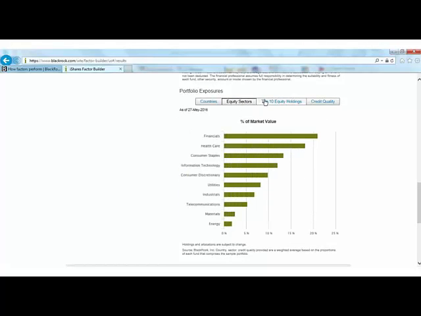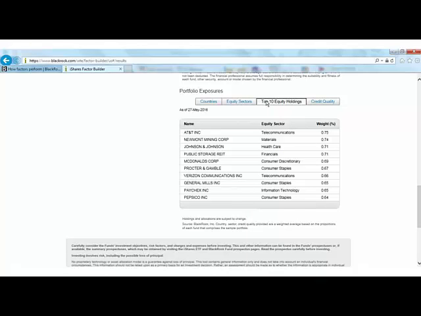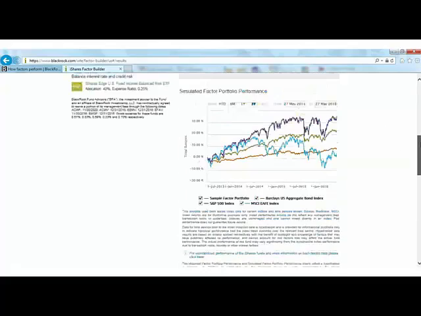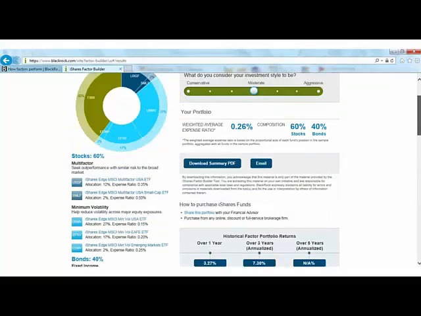So again, the idea here is to show you how smart beta funds can be combined together in a portfolio to achieve varying returns and varying levels of risk and risk-adjusted returns within a portfolio.